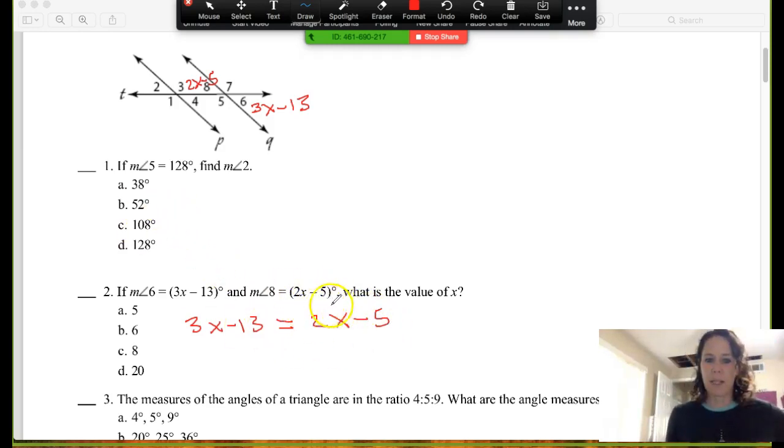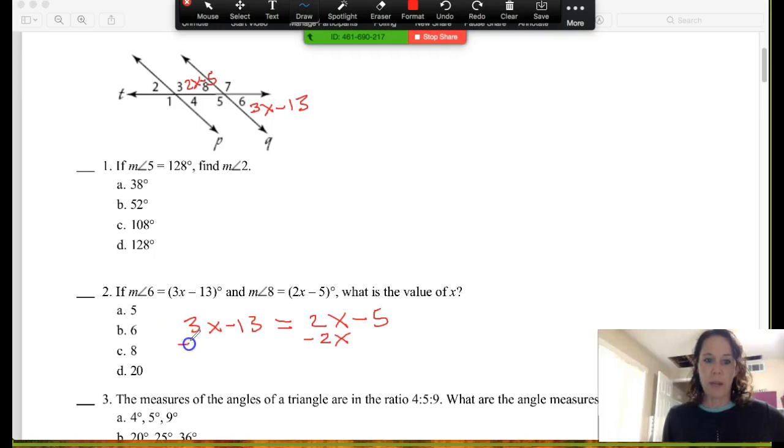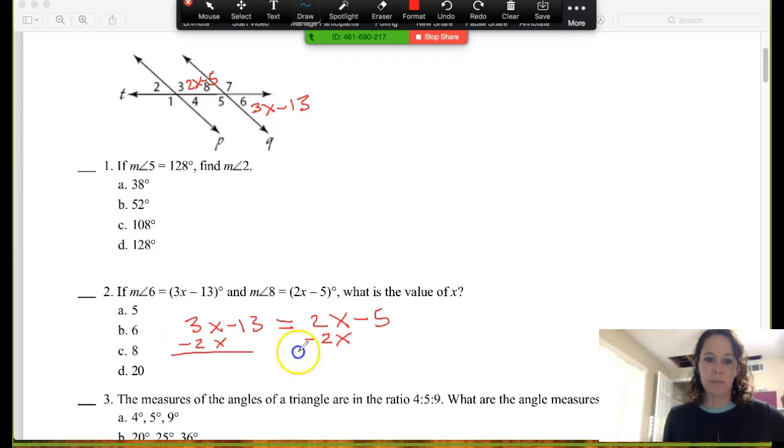Easy peasy. Let's get all the x's together on one side. I like to pick on the smaller number, which is 2 x's, and I bring them over to this side. 3 x's minus 2 x's is just 1x. Bring down the negative 13, bring down the equal sign, that's 0, and then bring down the negative 5.